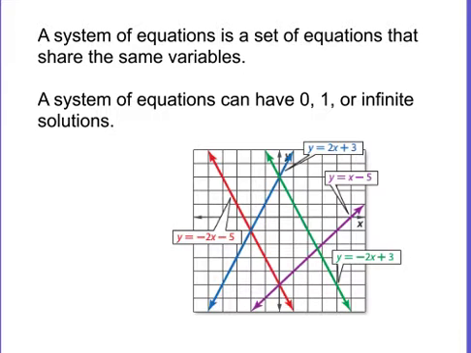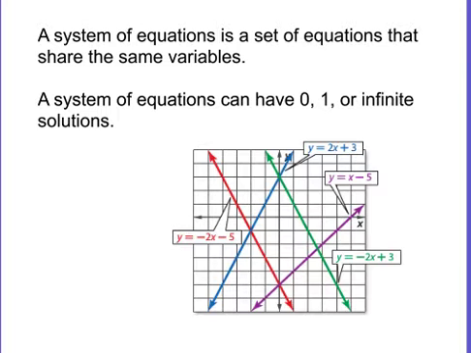So a system of equations just means that we're going to take a couple of equations and put them on the same graph. And we're going to see how they relate to one another on that graph. For instance, a system of equations can have 0, 1, or infinite solutions. And what that means is the solutions that a system of equations share is their points of contact.